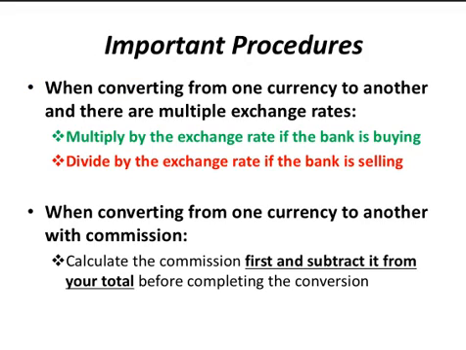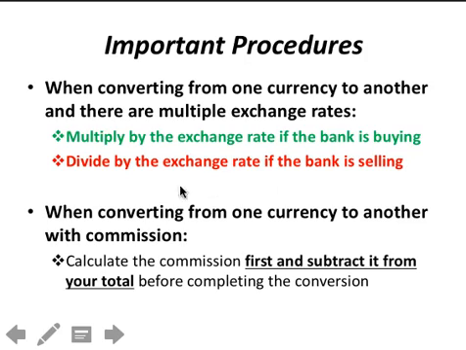In addition to that, we have some important procedures we want to go over. So when converting from one currency to another, and there are multiple exchange rates, just like I showed you, when there's a buy and a sell rate, you have to be able to determine which one you're supposed to use. So we multiply by the exchange rate if the bank is buying the money, and we divide by the exchange rate if the bank is selling the money. And we're going to learn more about this when we actually work through some examples.